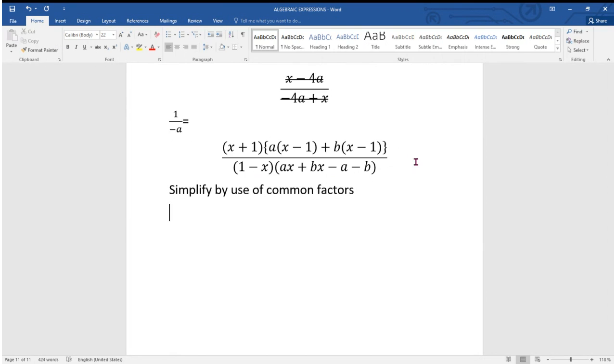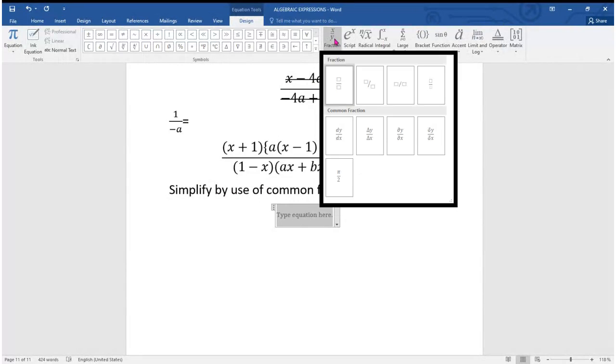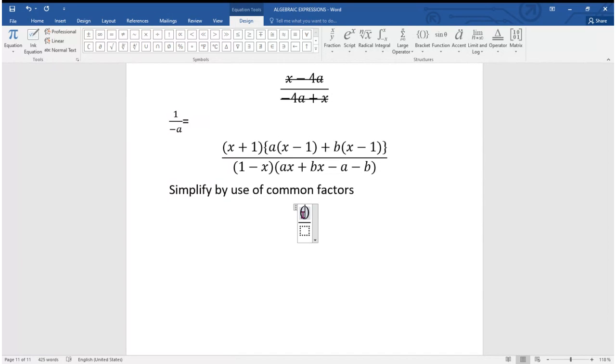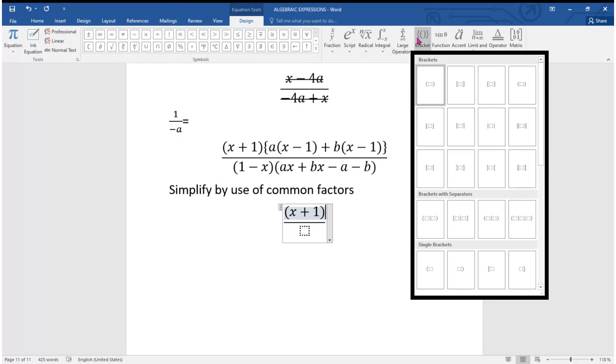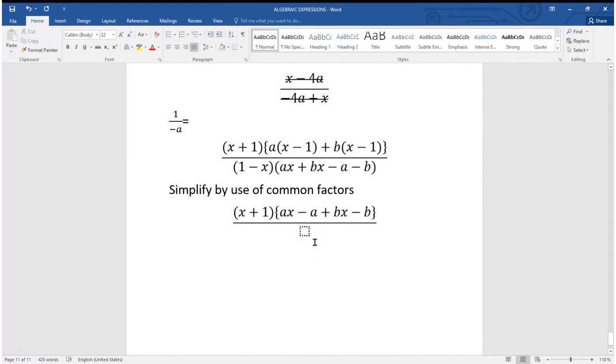So it means I first of all expand, and then I factor. Let me first of all expand. I'll start with the numerator here. x plus 1 is still going to remain, plus 1 is still going to remain here. So I will now come here and expand this. So a times x is ax. a times negative 1 is negative a, and then plus b times x is bx. b times negative 1 is negative b. So for the numerator, I'm just going to do it like that.